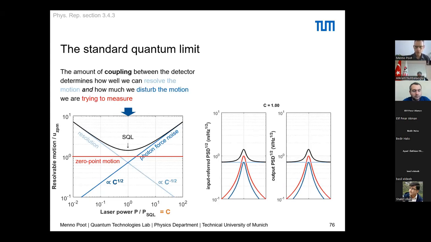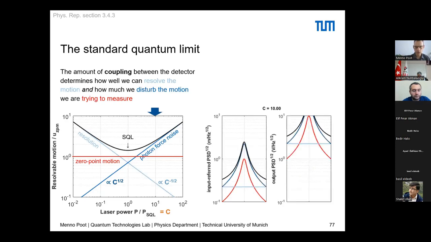So now we can go further, increase the laser power even further, turn up the knob on your laser. Now we go to C equal to 10. And in this case, this will be the picture. So now you can see the resolution, or the imprecision, if you wish, has been decreased even further. The zero-point motion, as before, is still the same, but now this dark blue line over here is a lot higher in magnitude. And that means that now most of the motion is actually the motion that we induced by bombarding our mechanical resonator with all these photons.